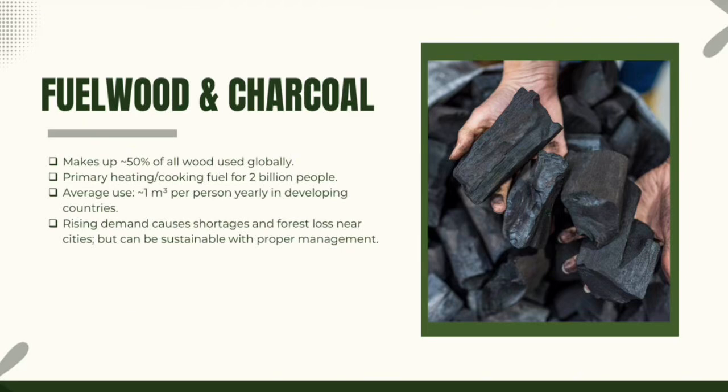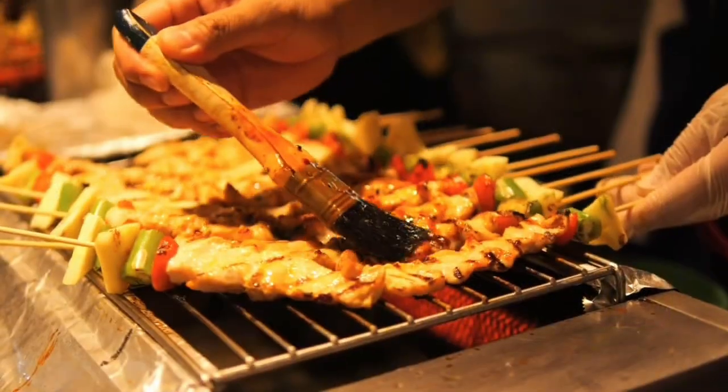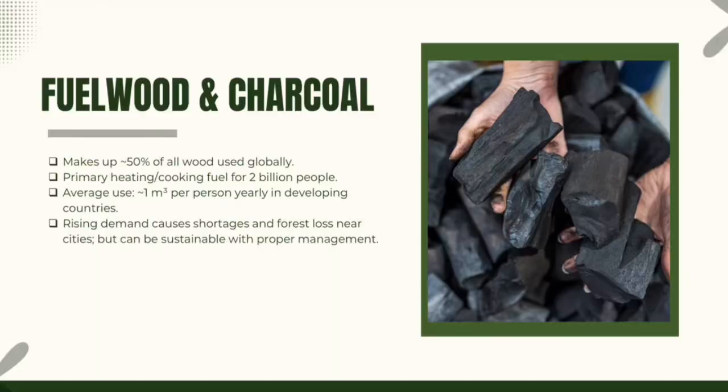Now we look at fuel wood and charcoal. These are very simple but very important forest products that many people depend on. Together, they make up almost half of all wood used across the whole world. This means this is actually the biggest use of wood overall. About 2 billion people use this as their main fuel to cook food and warm their homes. In many developing countries, one person uses about 1 cubic meter of wood just for this every single year.